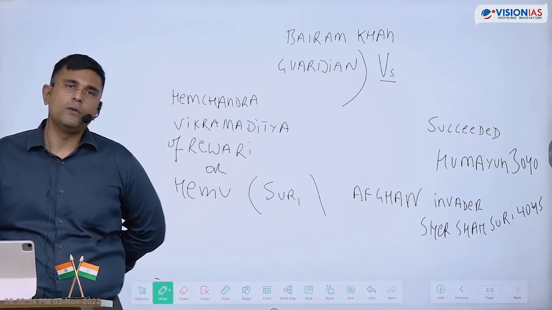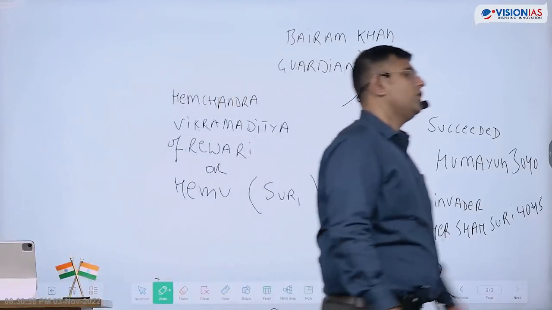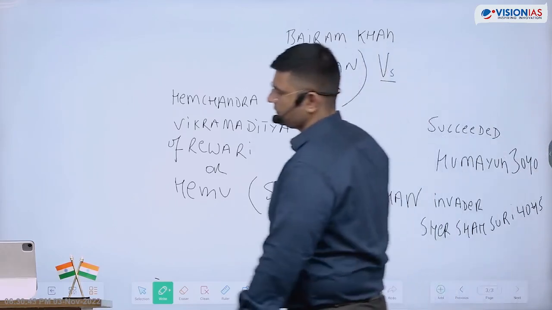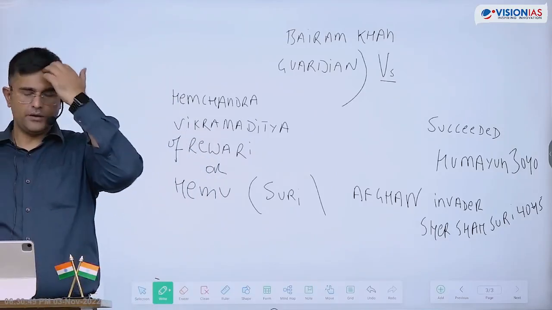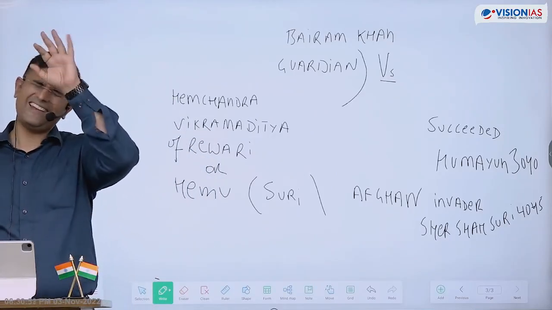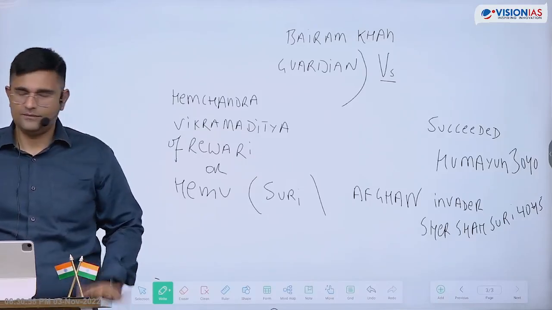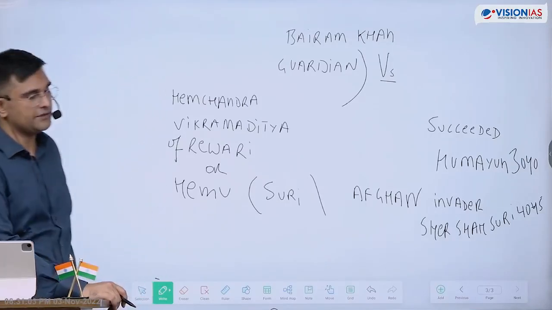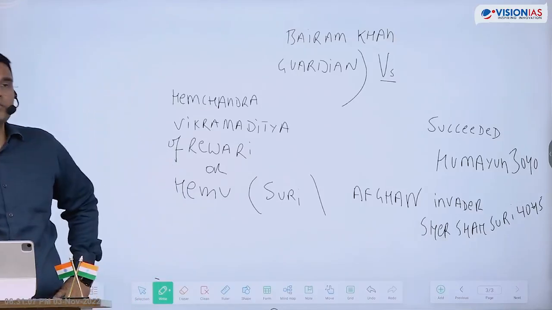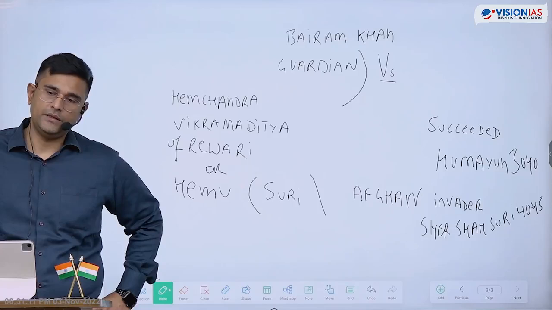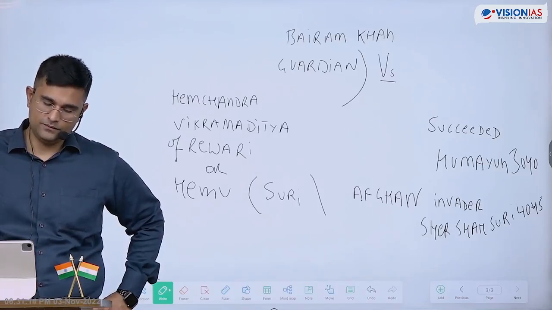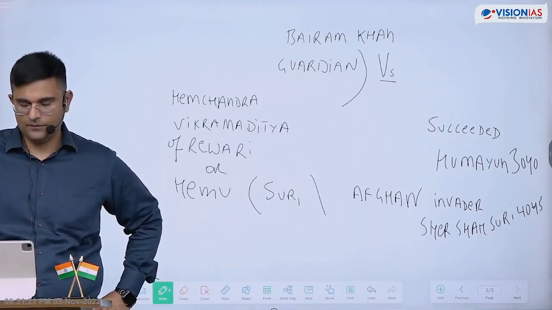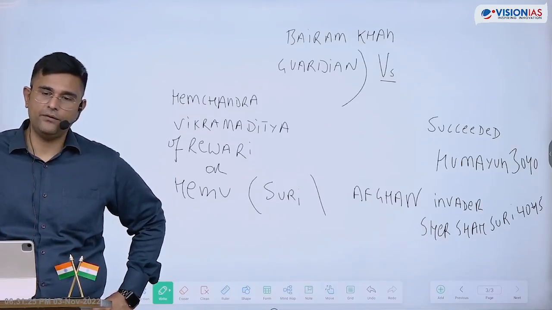In 1555 Humayun 3040 defeated Suris, but then died in 1556.